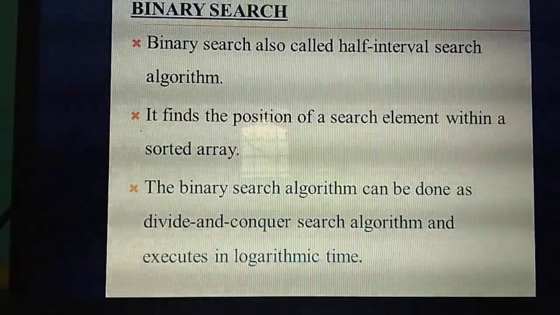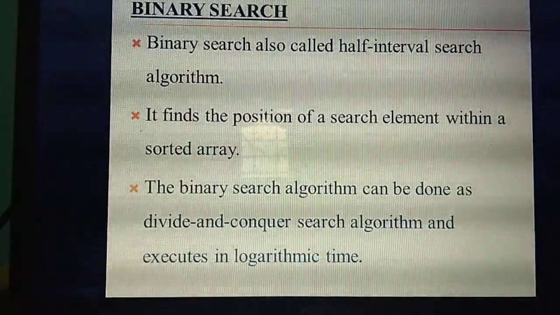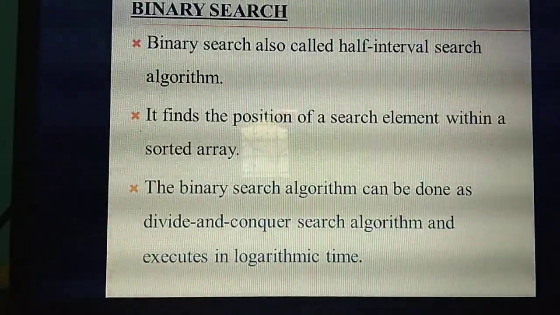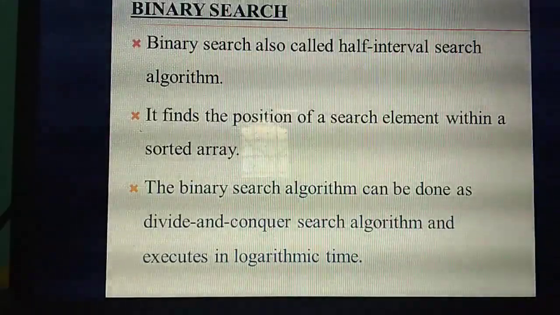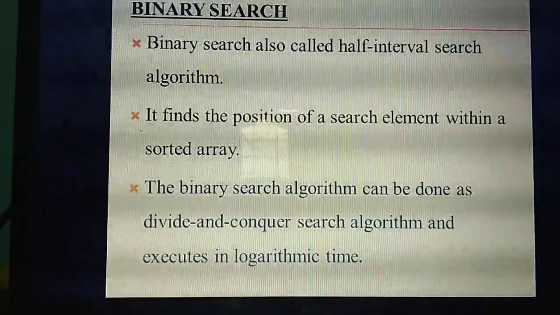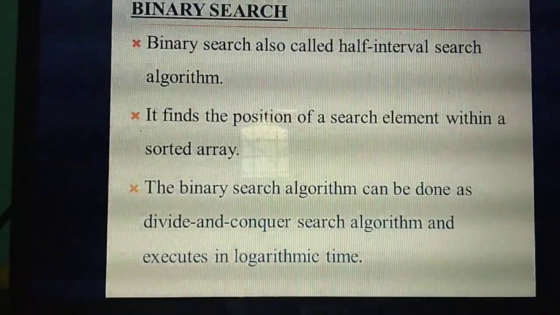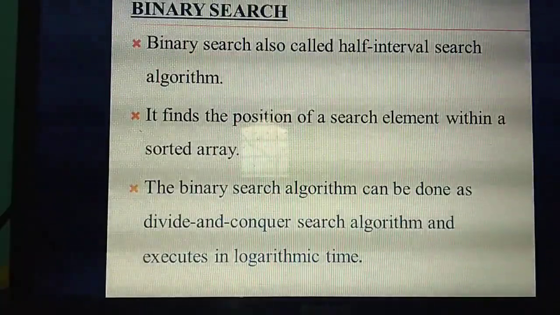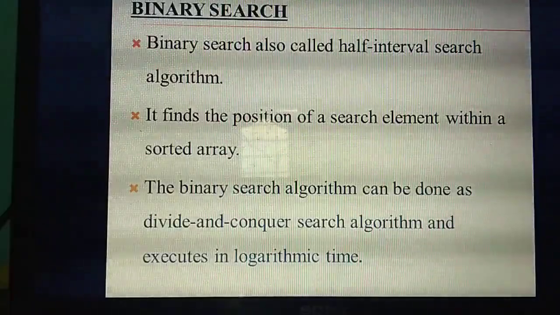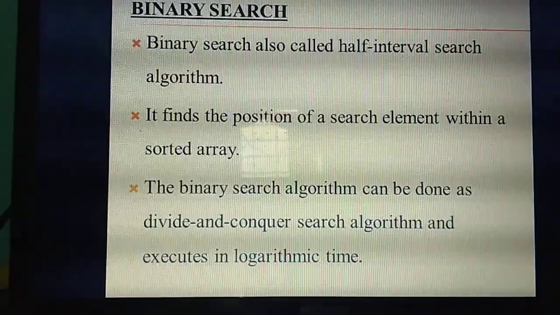Before we study the binary search algorithm, recall the linear search algorithm from the last class. What do you mean by linear search algorithm? What's the other name of linear search? Linear search, binary search, all algorithms are very important, so please don't skip any of them. Study well, because you can expect any of these questions. The other name of linear search is the sequential search algorithm.